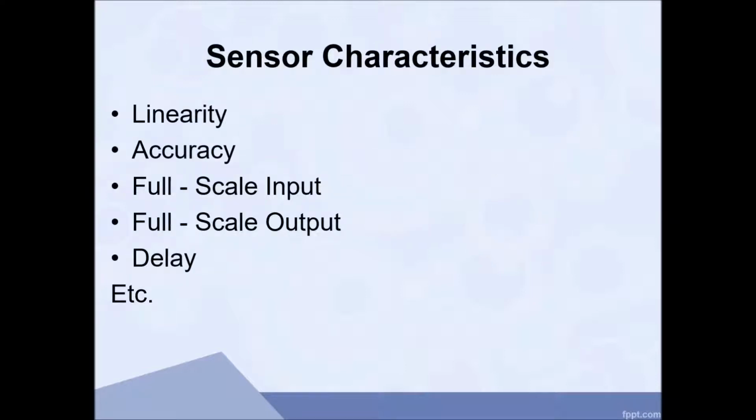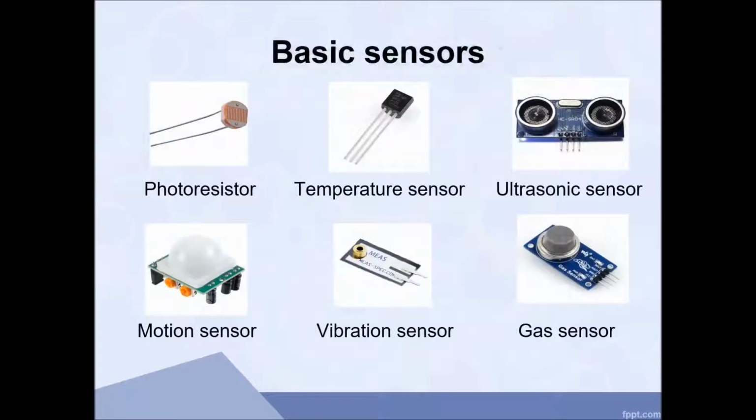The main basic characteristics of a sensor are linearity, accuracy, error, full-scale input and output, sensitivity, resolution, hysteresis, delay, dead zone, etc. Some basic commonly used sensors are the LDR photoresistor, the temperature sensor, the ultrasonic sensor, the motion sensor, the vibration sensor, the gas sensor, the sound detector, and many more.